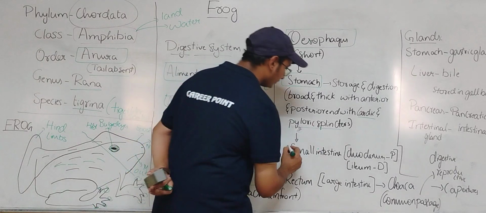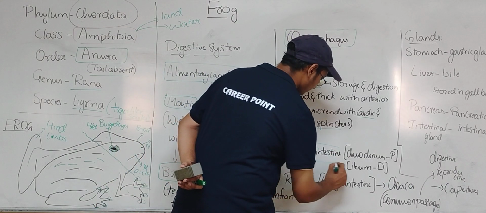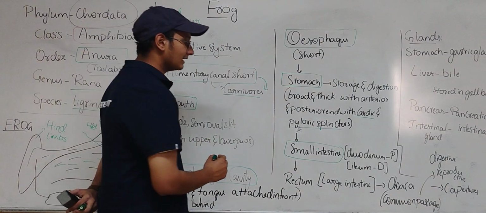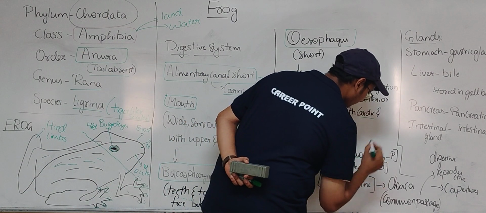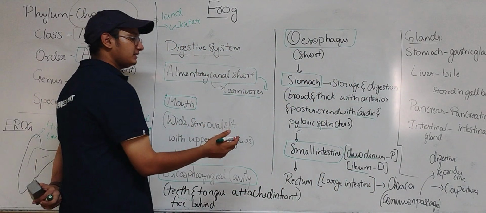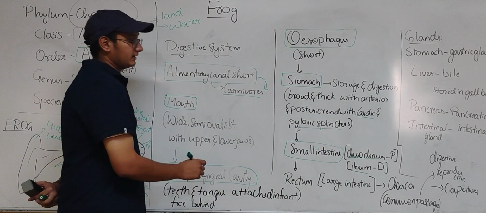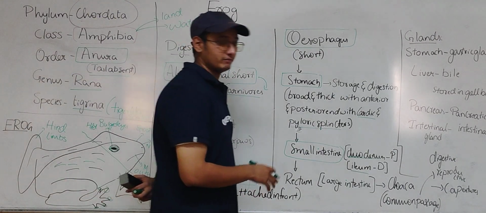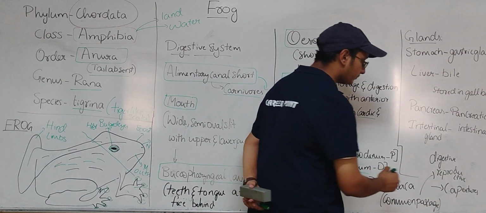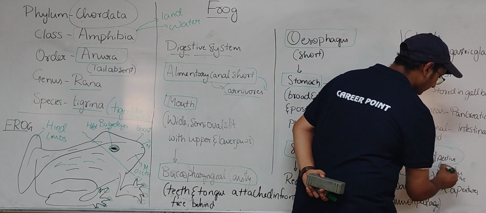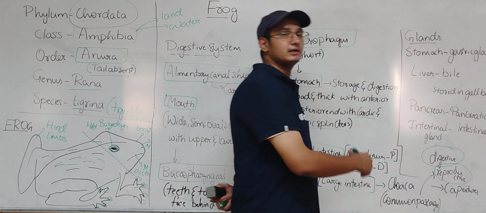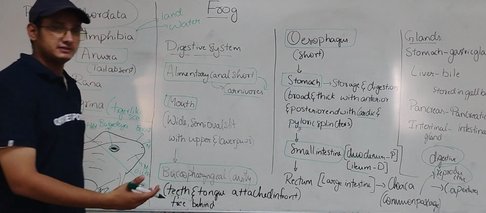Now the food has entered the small intestine. In the proximal end we have the duodenum, and in the distal end we have the ileum. Then the food enters the large intestine, the rectum. And then it passes into the cloaca, which is a common passage for both digestion and reproduction. Then it goes out through the cloacal aperture after digestion.